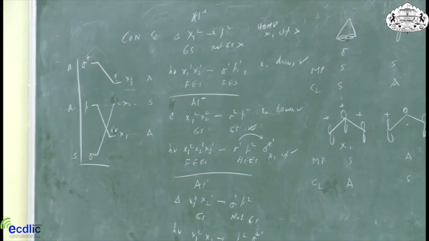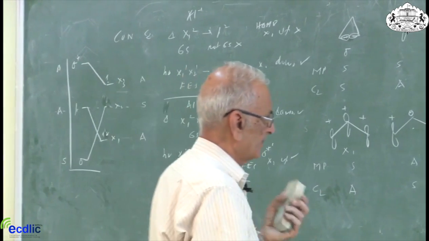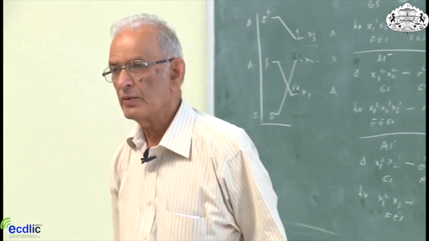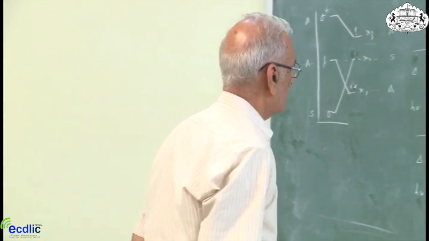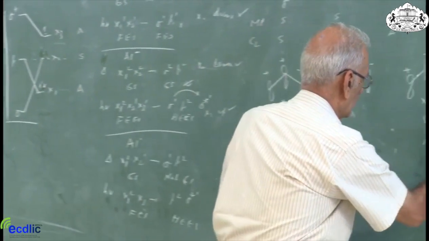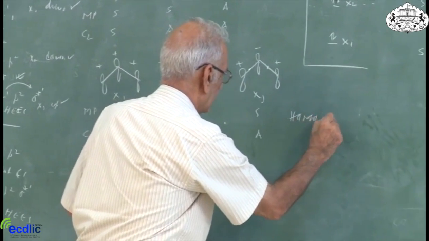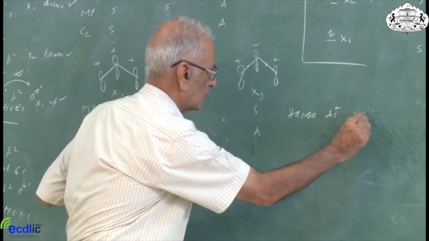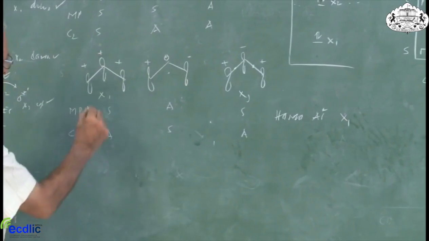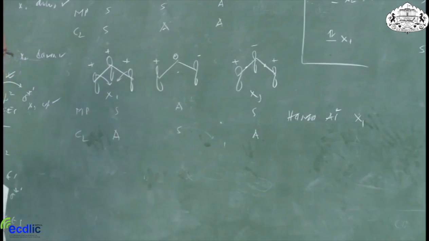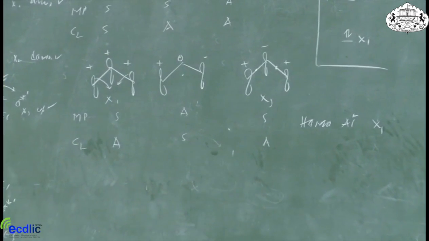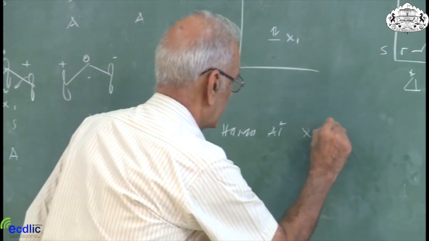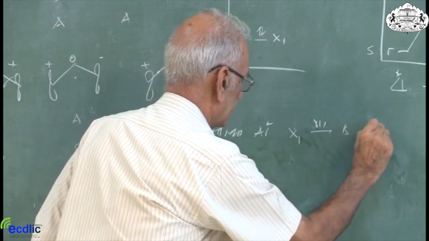So, what is now the story? If I use FMO, what do I do in FMO? Look at the HOMO. HOMO of allyl cation is X1. What will we say? Disrotatory is allowed. Disrotatory gives me bonding, therefore allowed.